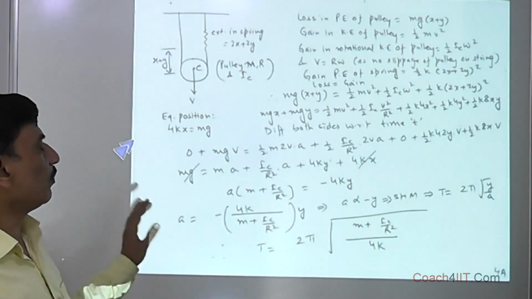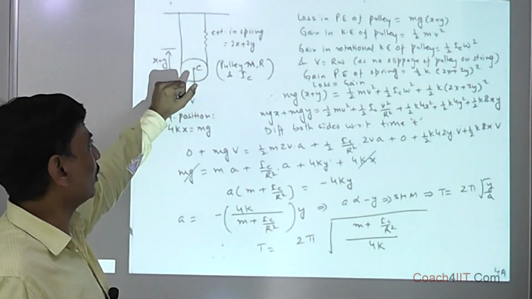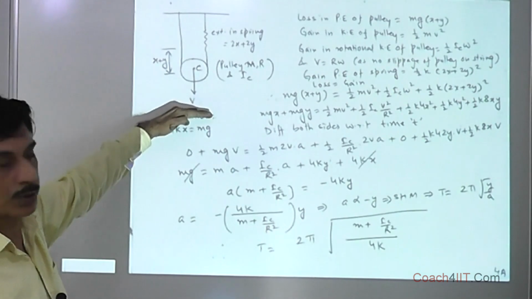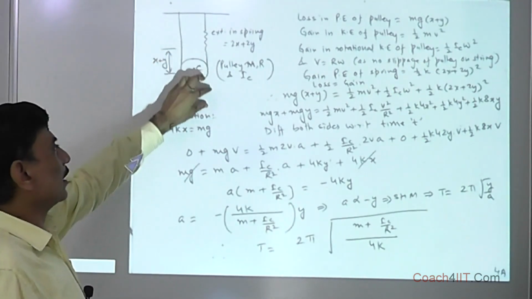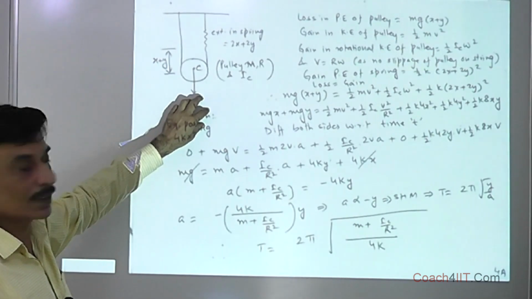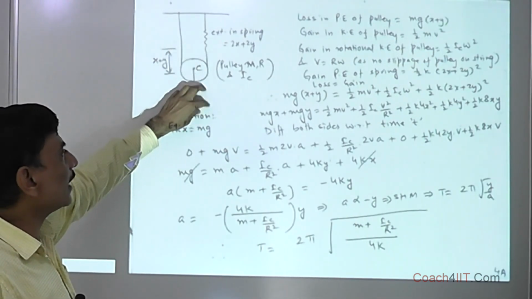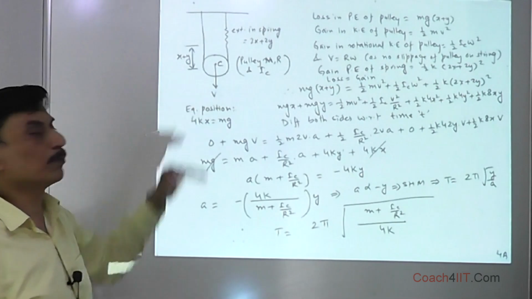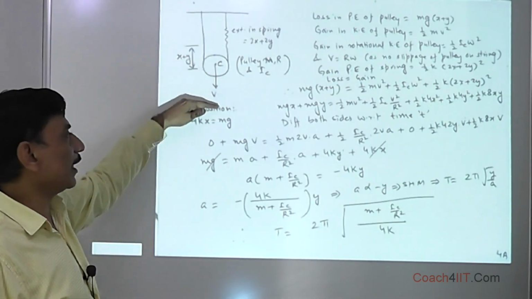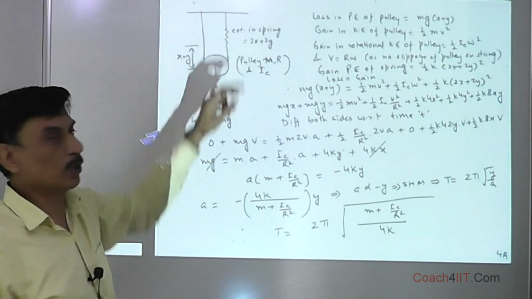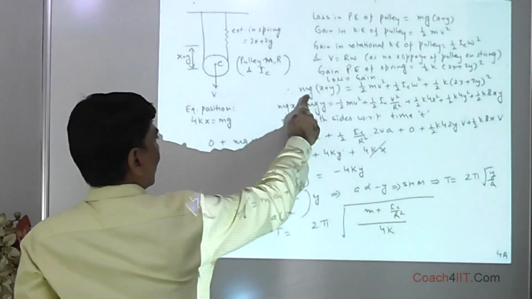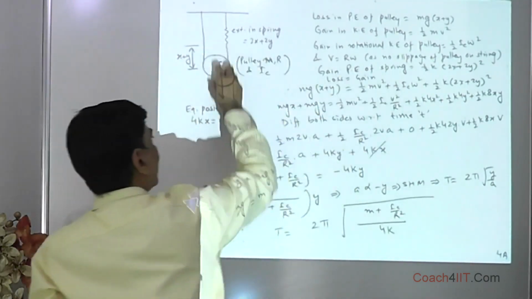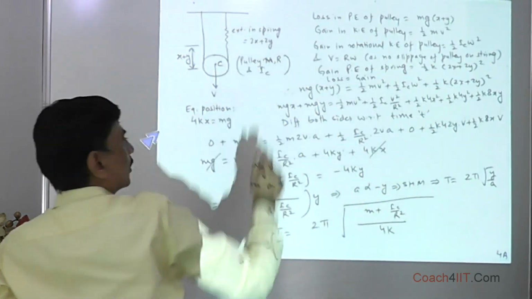So what we do is go for the energy conservation method, and over there we say that when it goes down, there is a loss of potential energy. Where does this loss of potential energy go? Number one, in increasing the kinetic energy of this mass, and second, in increasing the rotational kinetic energy of this pulley, plus the potential energy of the spring. So over here we say mg(x plus y), the loss of potential energy, is equal to the gain of kinetic energy of this, plus the gain of rotational kinetic energy of this, plus the gain of potential energy of this spring.